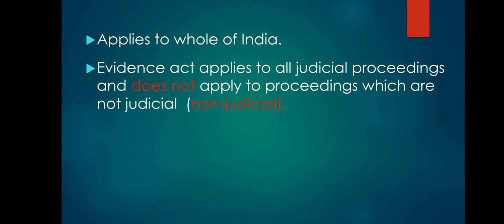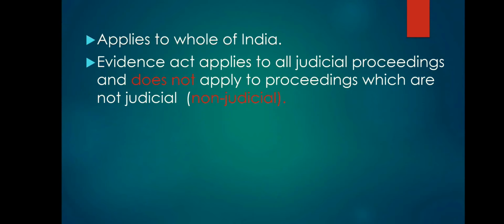So now, what are judicial and non-judicial proceedings? Judicial proceeding means, for example, A has entered into a contract with B. There is a breach of contract and B has filed a suit against A. So here there is a dual relation, that is, between one person and another, or it can be a group of persons or a community in general. Okay, this is called judicial proceedings.